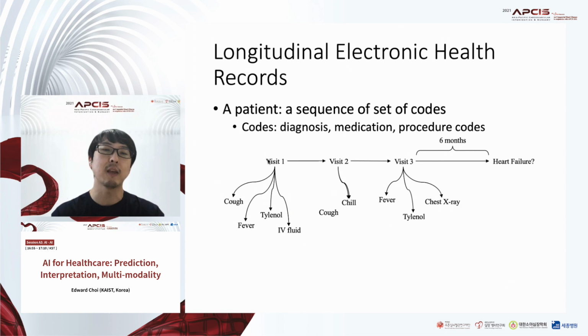So each visit can be seen as a set of medical events, or codes, if you will. And given all the visits the patient has made so far, the task is to predict whether the patient will have heart failure within 6 months, or maybe a year, or maybe 3 months. That's actually a hyperparameter that you can predefine.